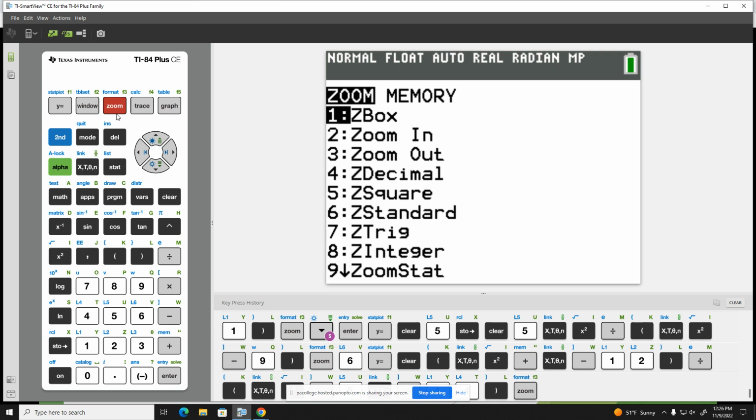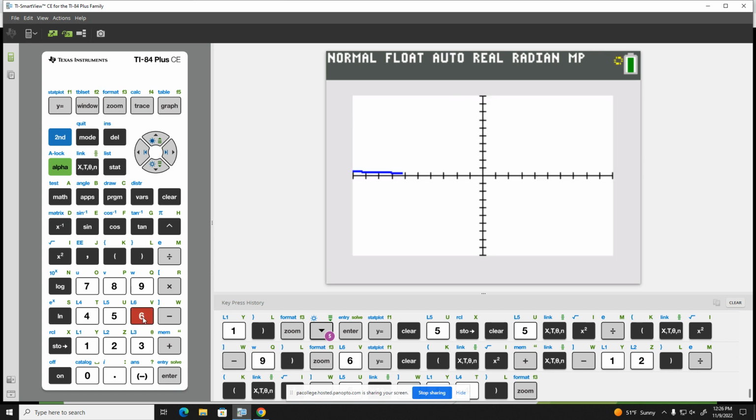For my graph, I'm going to choose zoom and 6, the standard window, and I get a graph in 3 sections. If you have an older calculator, it's going to attempt to draw the poles for you, and so your graph is going to be connecting, but these are the 3 pieces. We do not want those connections. So I'm going to try to sketch my graph.